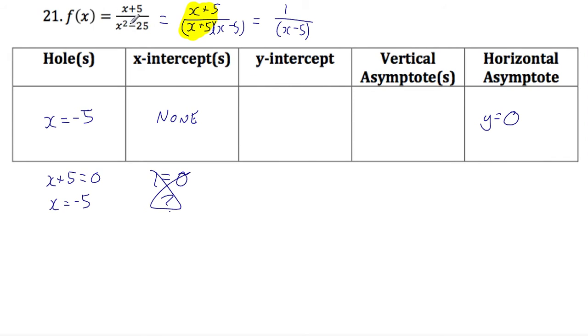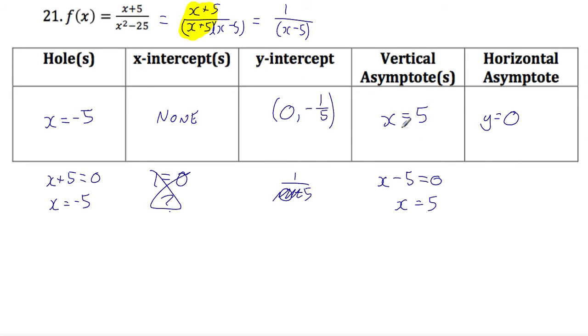We can do that in either this original function, or we can make it here. So we get 1 over 0 minus 5, which is just negative 1/5. So we get (0, negative 1/5). And for the vertical asymptote, we set the remaining factor in the denominator equal to 0. So that's x minus 5 equals 0, so x equals 5. And those are my different pieces.